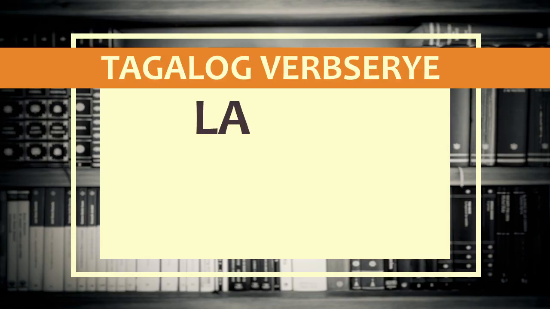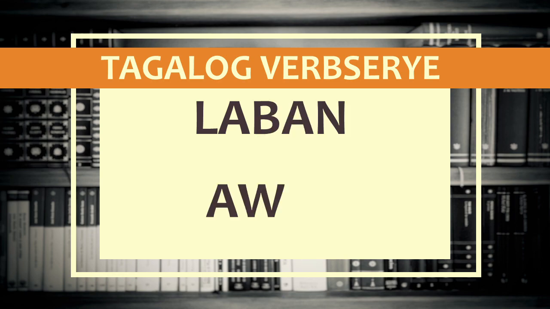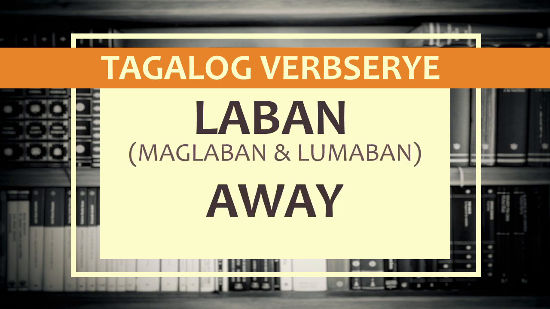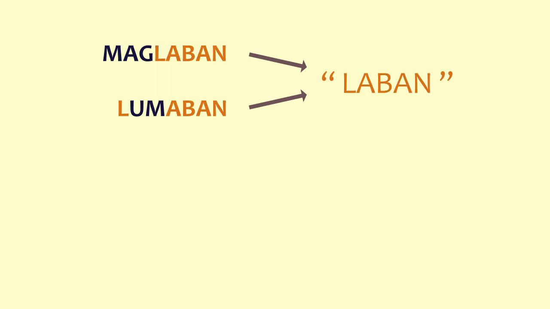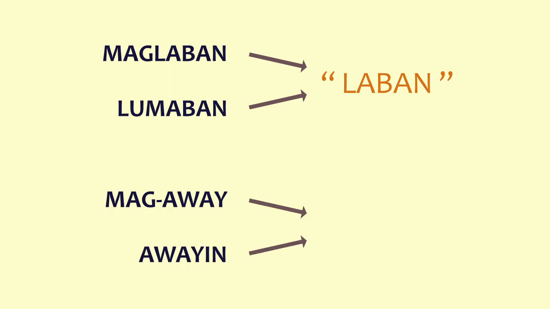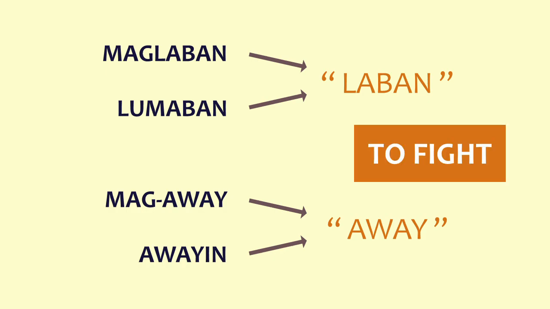Kamusta kayo? In today's VERBSERYE video, we are going to learn how to use the verbs maglaban, lumaban, mag-away, and awayin. Maglaban and lumaban came from the same verb root, which is laban, while mag-away and awayin both came from the verb root away. All of these four are translated as to fight, but how do they differ?